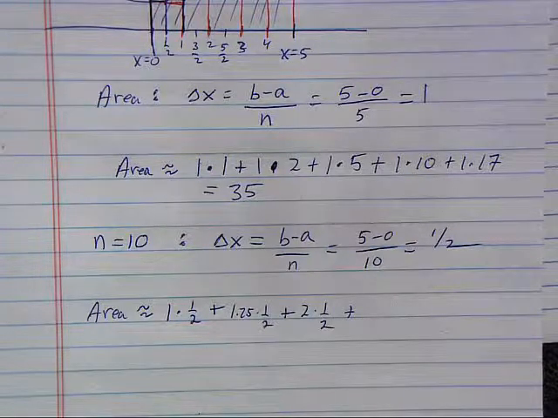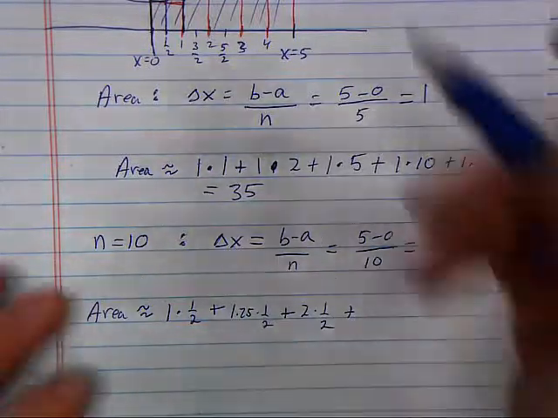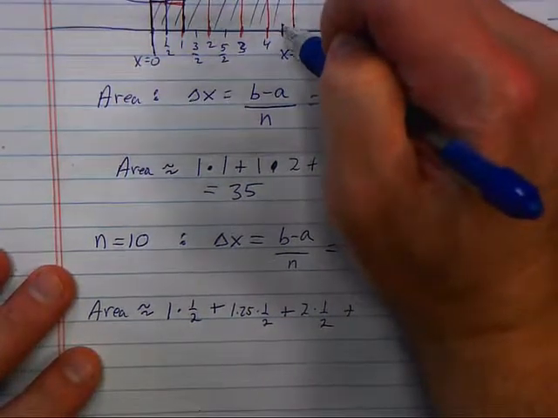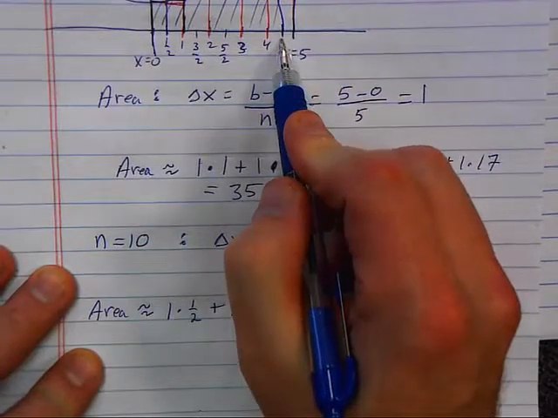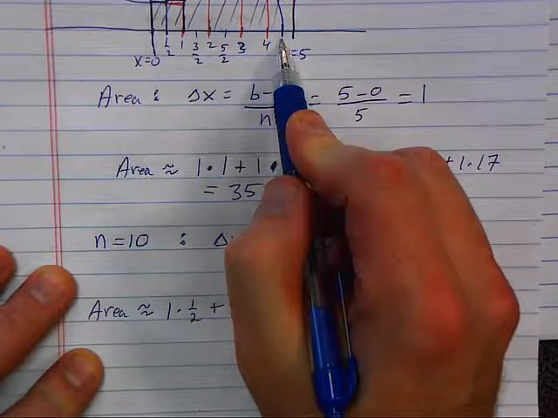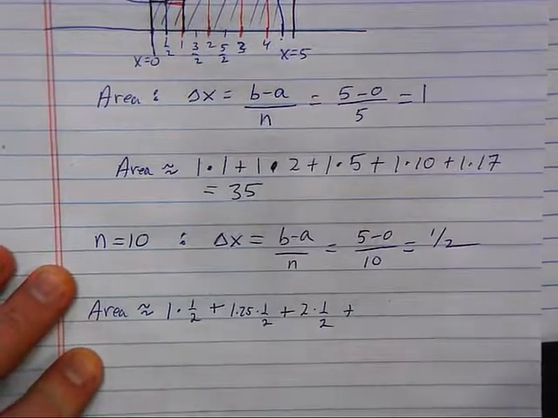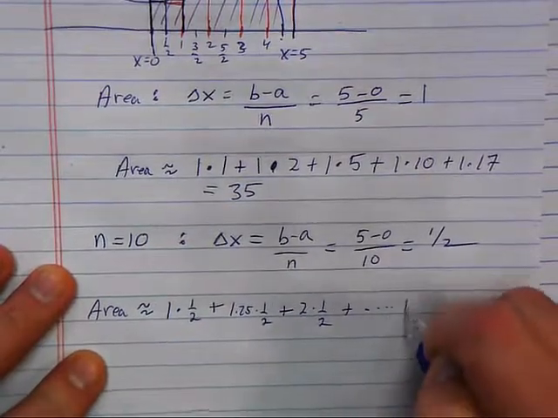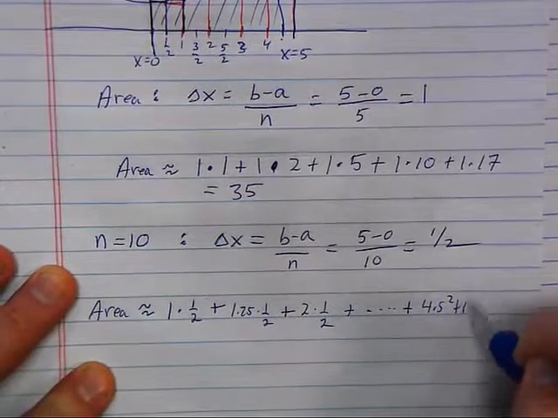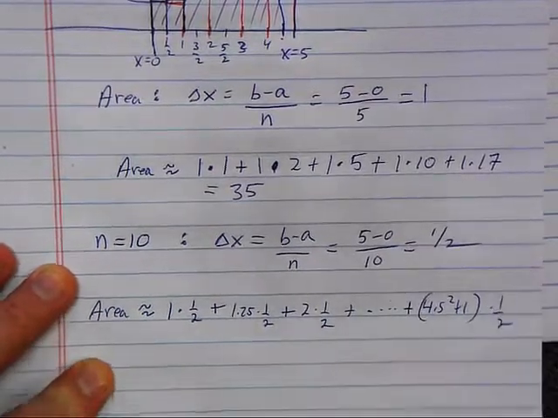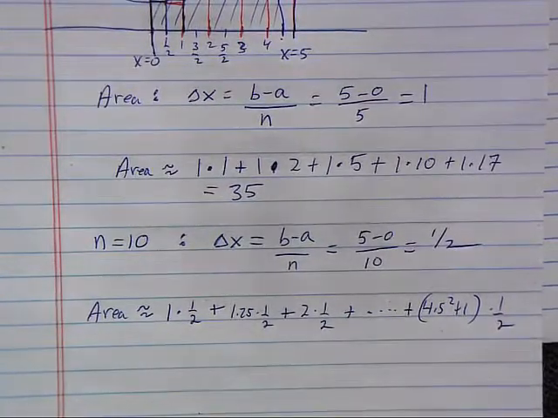4.5 will be the last one that you use, right? Because the last rectangle is going to look like this. You always plug in the left-hand number. So the last number we would plug in would be 4.5. So we would keep going. I'm not going to work it all out. The last one would be 4.5 squared plus 1 times a half.